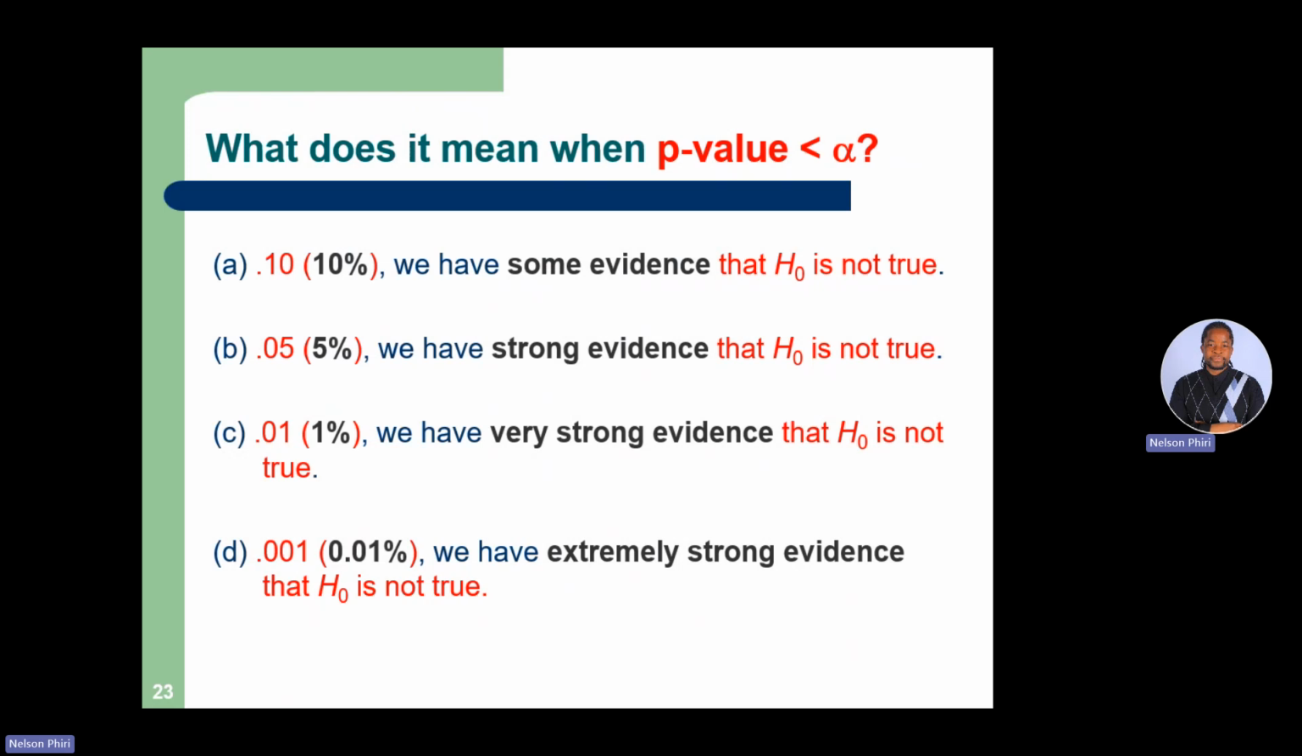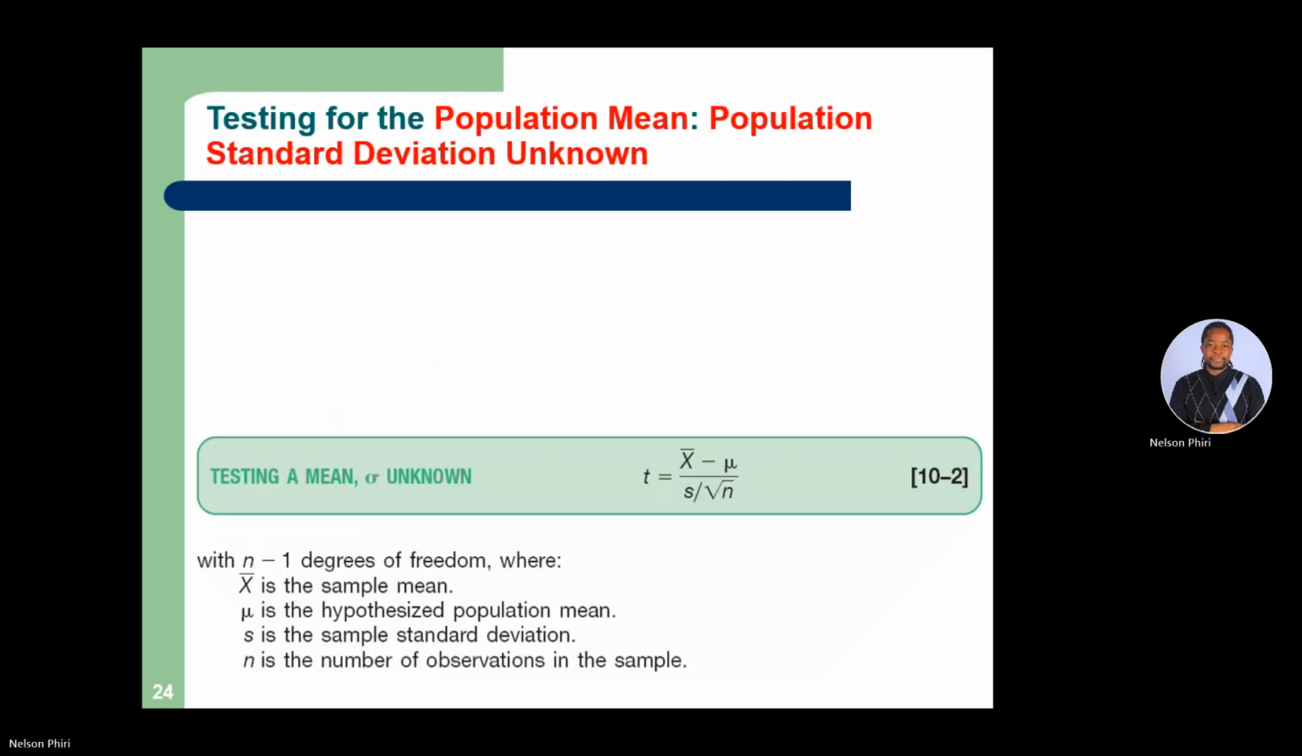So if your p-value is 10%, there is some evidence that H naught is not correct. If your p-value is 5%, we have strong evidence that H naught is not true. If your p-value is 1%, we have strong evidence that your H naught is not true. Then if your p-value is 0.01%, we have extremely strong evidence that your H naught is probably not true.